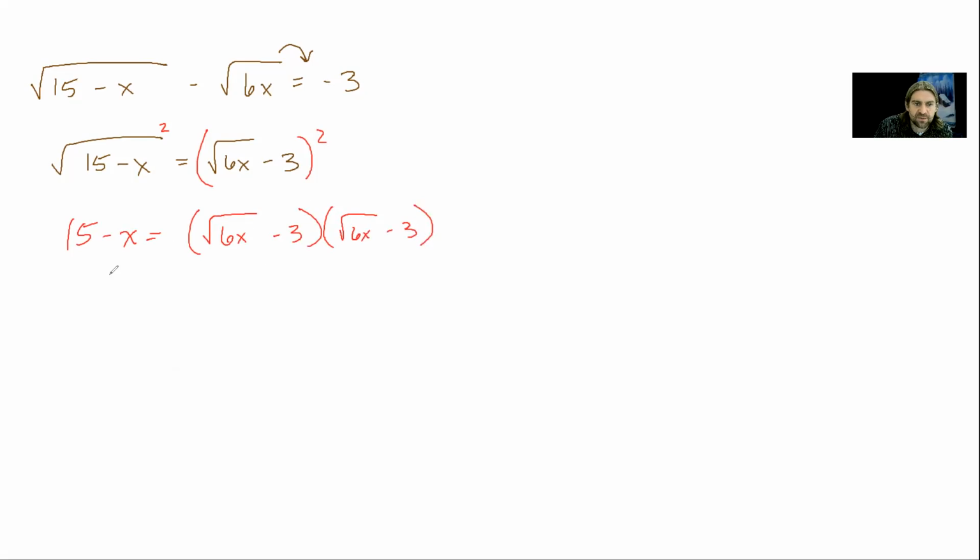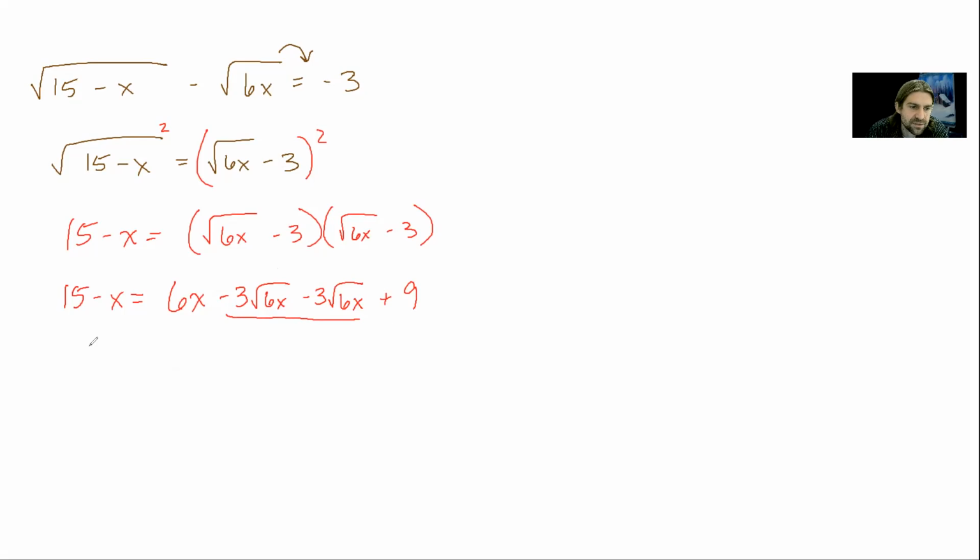Did you guys know it? Anytime you can pause the video, try it on your own, and then watch it to see if you did this right. All right, so 15 minus x is equal to, we'll multiply radical 6x times radical 6x. Just breaks down to regular 6x, no more radical. Radical 6x times -3 is -3 radical 6x. Moving on in the middle here, -3 times radical 6x is also -3 radical 6x. They will always be the same too. And then -3 times -3 is a positive 9.